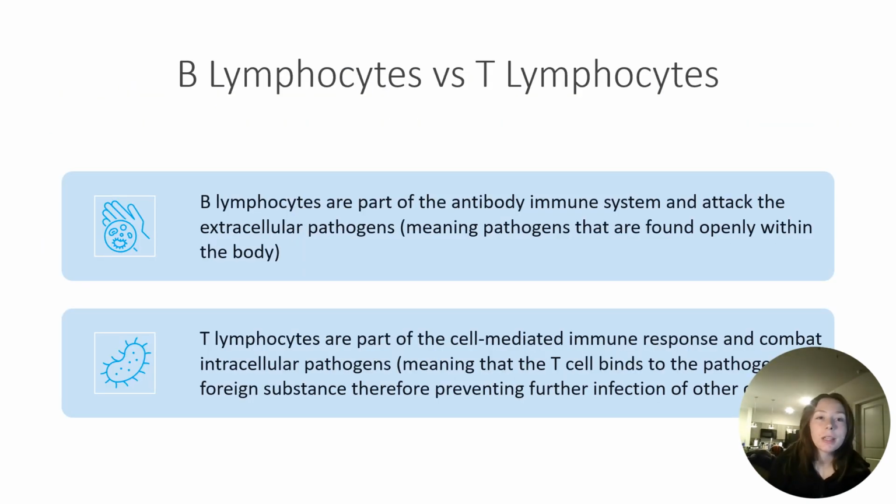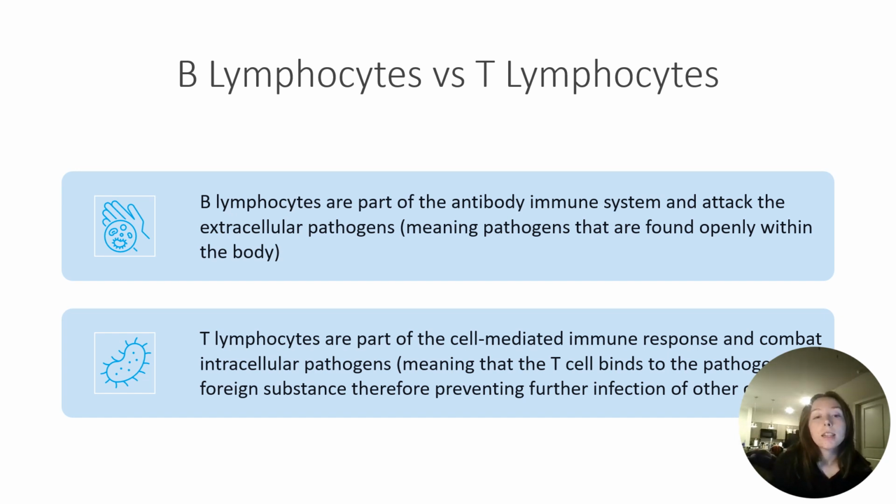Like I mentioned, I was going to break down B lymphocytes and T lymphocytes, or B cells and T cells, a little bit more. Our B cells are our antibody immune system, and they attack our extracellular pathogens. That means any of the pathogens that are found openly within the body. They can move freely within our tissues and our organs, going from place to place. So this helps attack those types of pathogens.